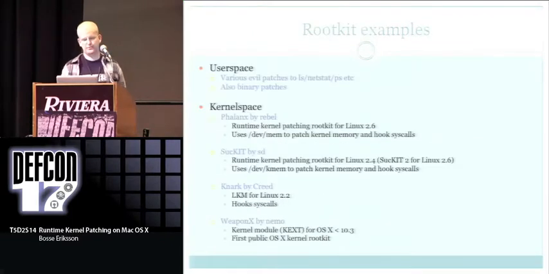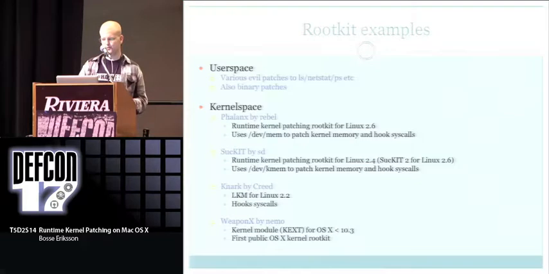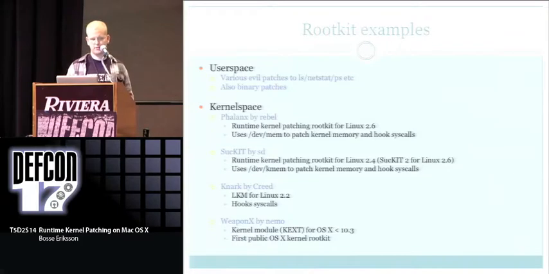Examples of rootkits. Well, user space, like various evil patches to ps, netstat, ls, and you can also do binary patching like SSH daemons and stuff. Pretty basic stuff. The kernel ones, there are a few out there, public and private. We have Phalanx by Rebel, which is a kernel patching rootkit for Linux 2.4. It uses the devmem device to patch syscalls. Then Suckit by sd, which is a classic, one of the first public rootkits that used this runtime kernel patching. It's for Linux 2.4, and a later version, Suckit 2, for 2.6.